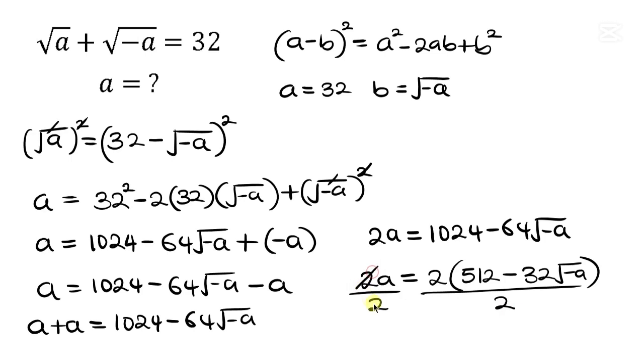So 2 here can cancel off 2, leaving behind a to be equal to, 2 here can cancel out 2 to be equal to 512 minus 32 root negative a. Let's move on to the next slide.